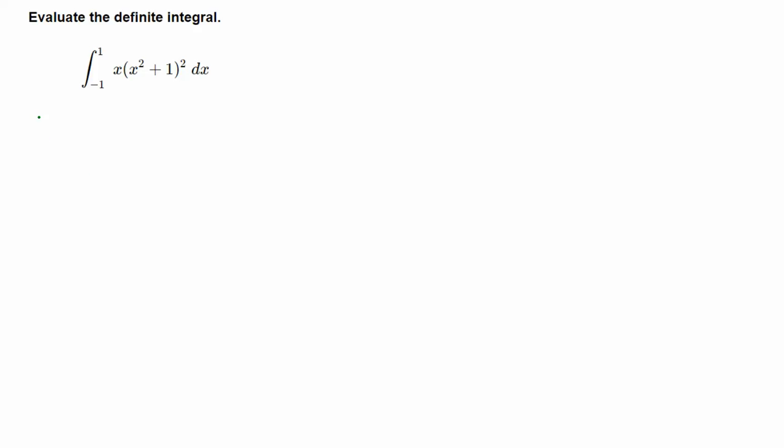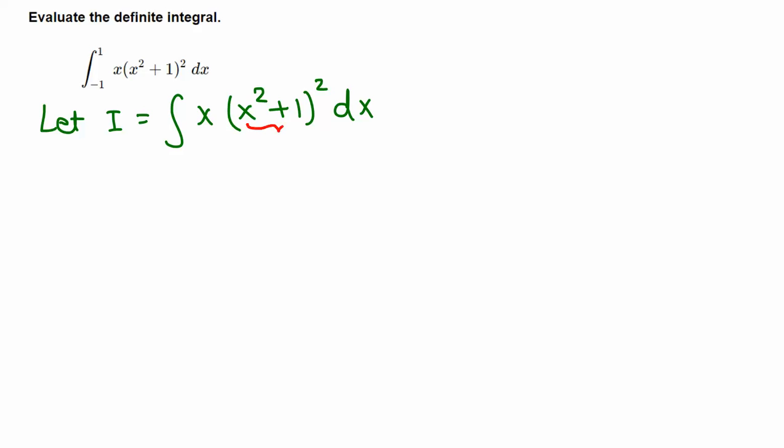Okay, so we let I be just the indefinite integral without limits, x times quantity x squared plus 1 squared, and we want to integrate this. So here we got a product of two functions and we have an inside function, so we need to use the substitution. Okay, so we say this equals, let's say u. So let u be x squared plus 1.